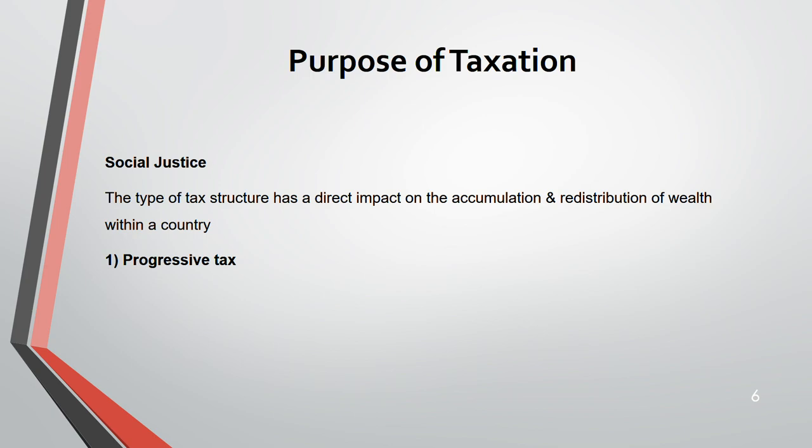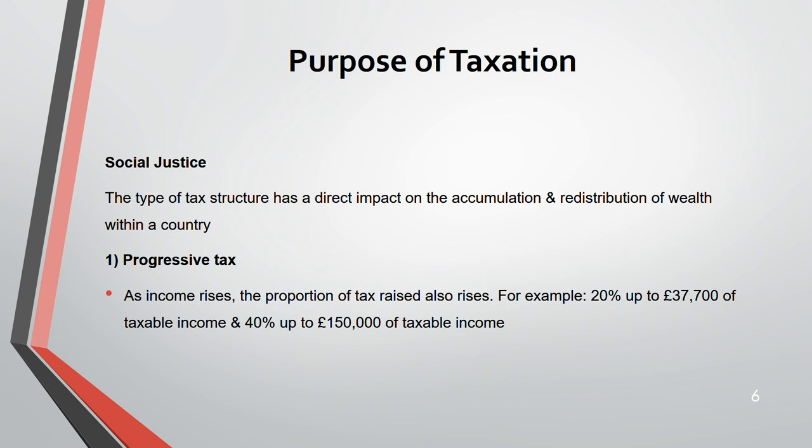One is known as progressive tax. Okay, progressive tax means as your income rises, look at the word progressive. Progressive means something is increasing, it's progressing. So as your income rises, you have to pay higher taxes on that higher income. For example, in UK, okay, this year the rule is on your income up to 37,700 UK pounds, tax is 20%. As it goes up to 150,000, it is 40%. Income tax is a very good example of progressive tax. Higher the income, higher the tax.